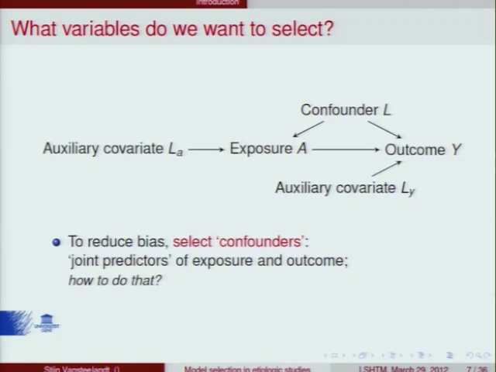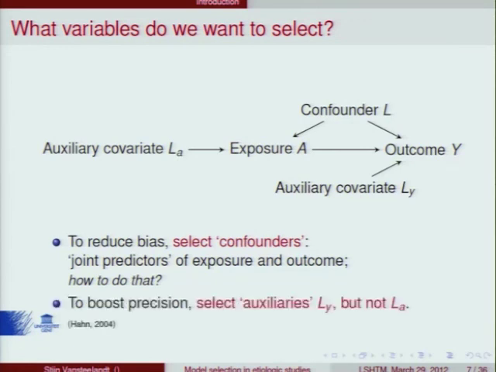up with bias. But the question is how to select those, because the usual variable selection techniques only focus on one of the relations, but not both at the same time. And to boost precision, we might also want to select some of these auxiliary covariates, because they might reduce some of the outcome variation. If we control for them, we really don't want to adjust for these covariates, because if we do adjust for them, then we reduce, at least conditional on these covariates, the exposure variation, and we would basically lose information along the way. And that's a tricky issue, really, how to do that.